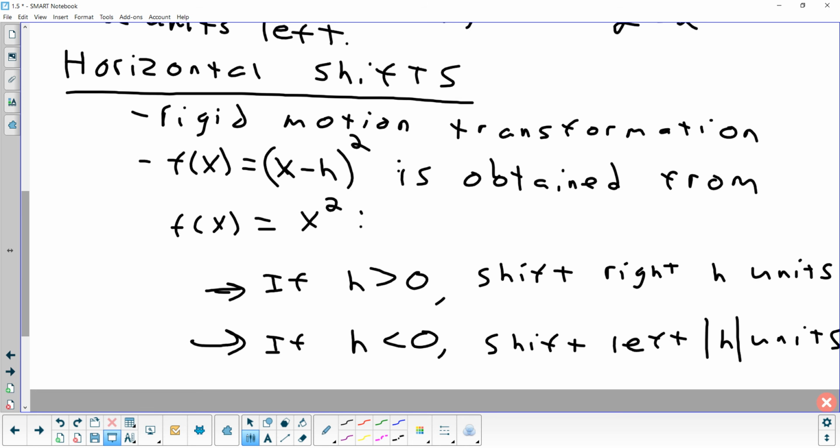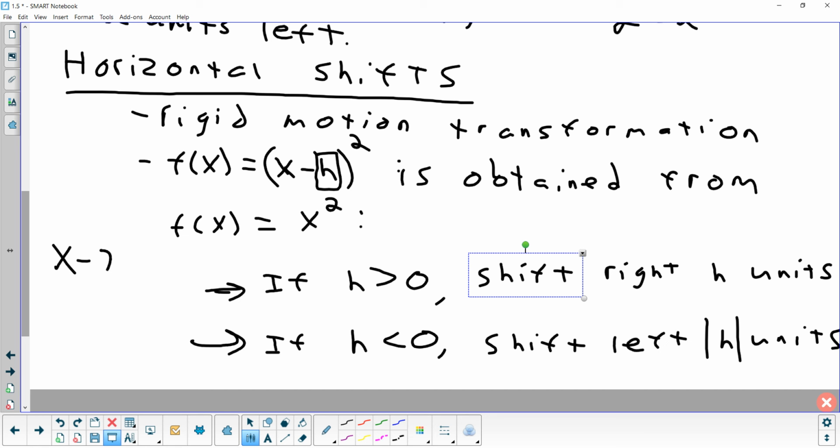So if it's written in the form x minus h, focus on just the h part. Focus on what would come after the x minus. If what comes after the x minus is a positive, you're going to shift right. If what comes after the x minus is a negative, you would shift left. So that's one way to think about it. As long as you can keep it straight, however you want to keep it straight is fine.